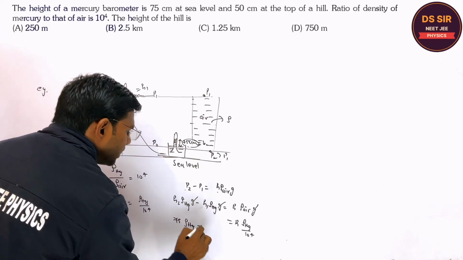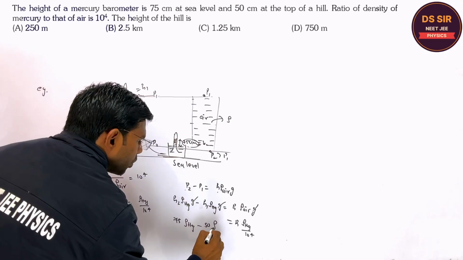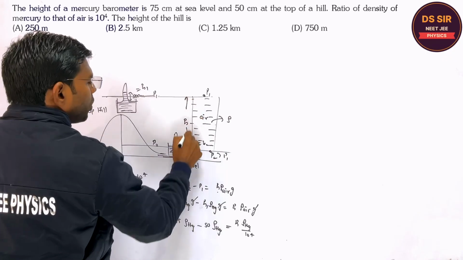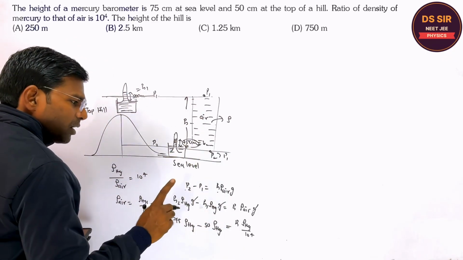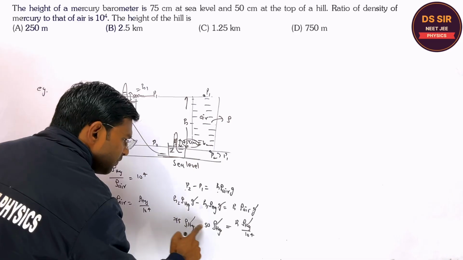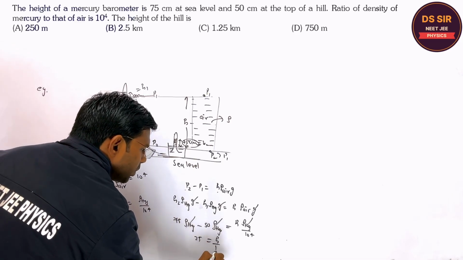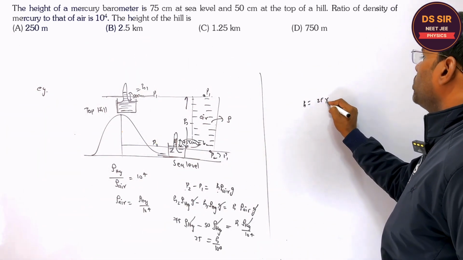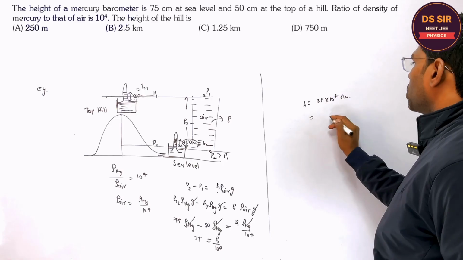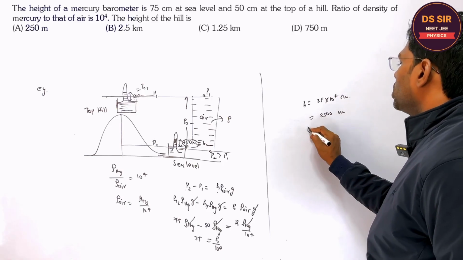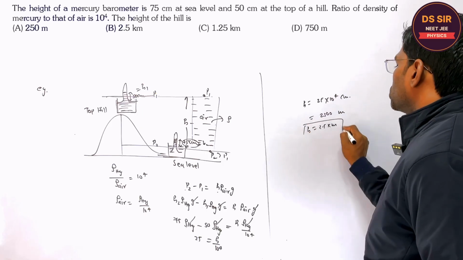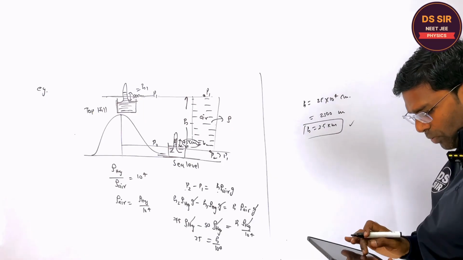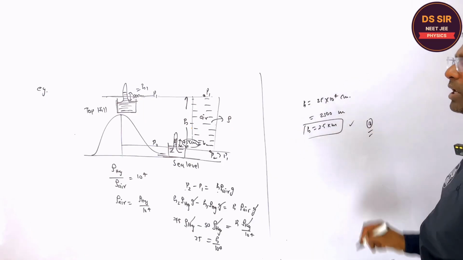75 rho mercury minus, and what is this height? This is the 50 rho mercury. It is in centimeter. So here also this height of the air column will also come in the centimeter. Rho mercury will cancel out. 75 minus 25 H upon 10 to the power 4. So what is the value of H you are getting? The H is 25 into 10 to the power 4 centimeter. So in meter, and in kilometer, 2.5 kilometer. So the height of the top of the hill from the sea level comes to be 2.5 kilometer. So the B option is the correct option, right?